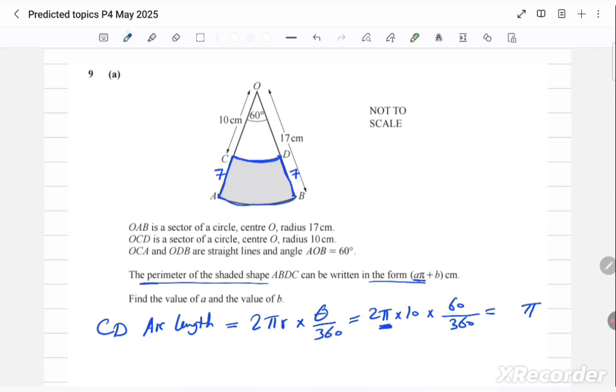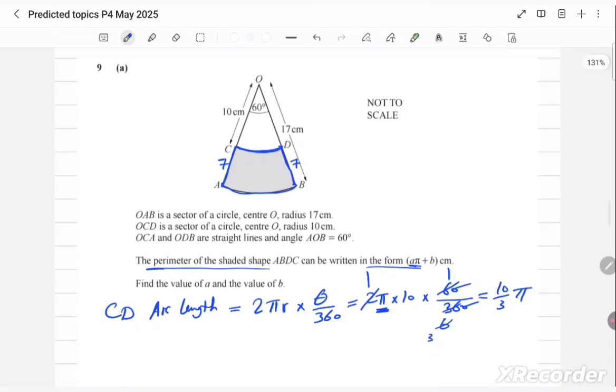So I can cancel this one with this. 6 divided by 6 is 1, and this one divided by 6 is 6. And then 2 divided by 2 is 1, and 6 divided by 2 is 3. So the answer is 10 over 3 pi. So this is the answer of the first part.